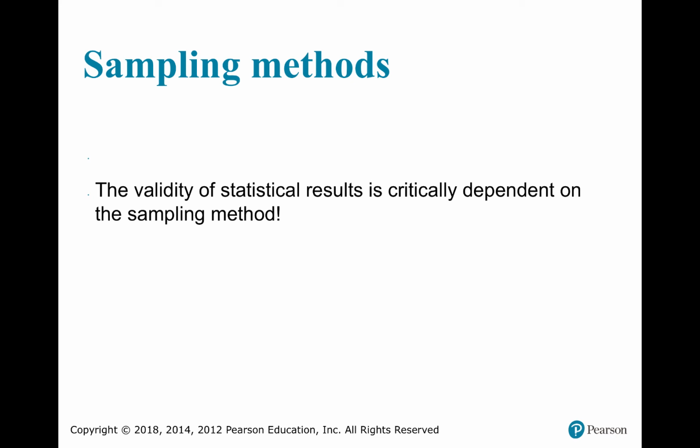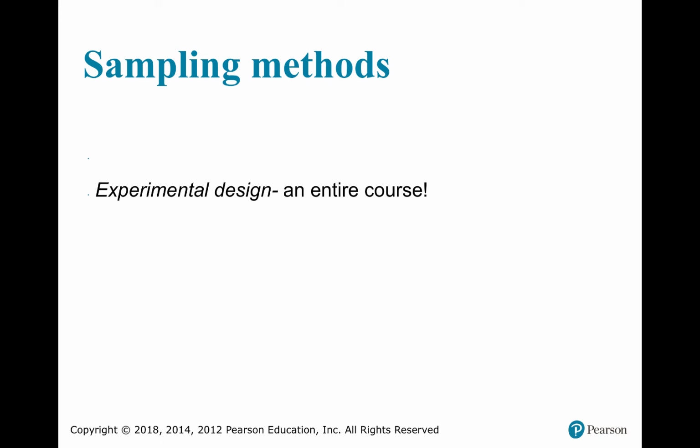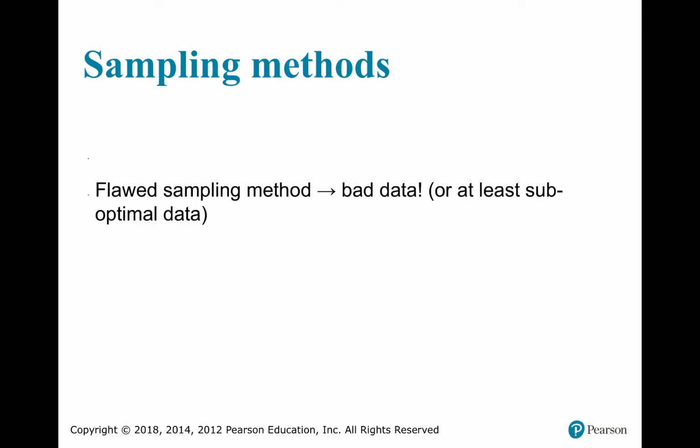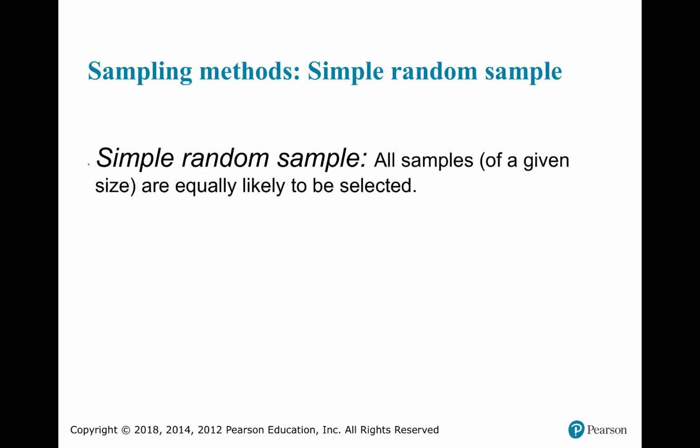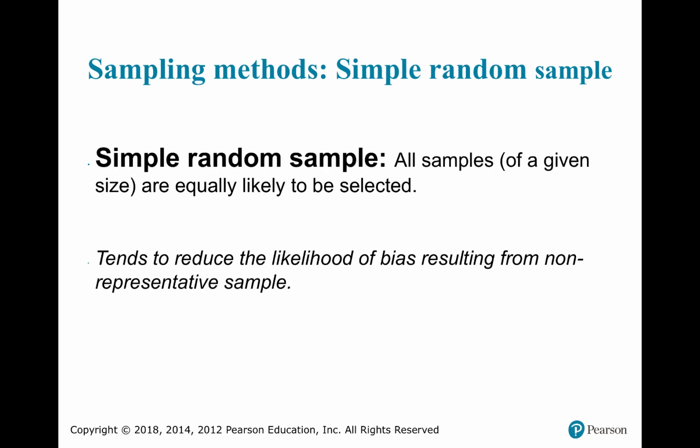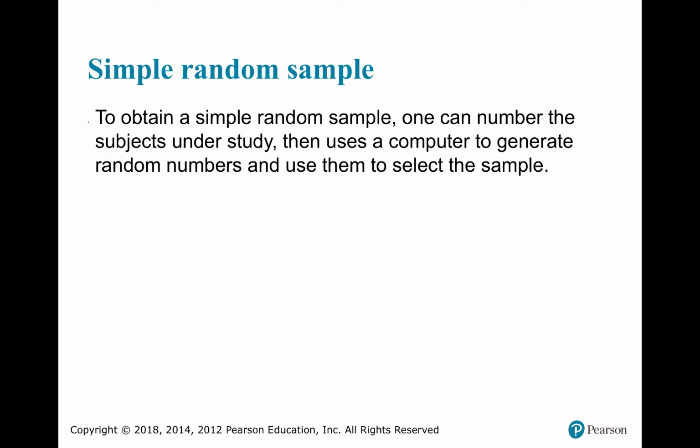So sampling methods, the validity of statistical results depends on the methods. You could spend an entire course talking about that. If your sampling is bad, then you're not going to have valid results. So we'll talk about three types of sampling. One is the simple random sample, and this simply means that all the samples of a given size are equally likely to be selected. The idea is to reduce the likelihood of bias. Typically, one would use a computer to generate random numbers and use that as a means to make your random sample.